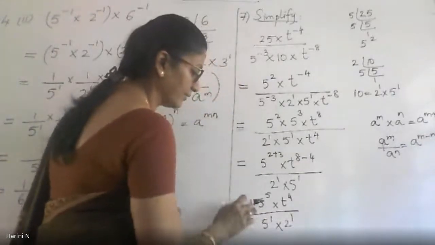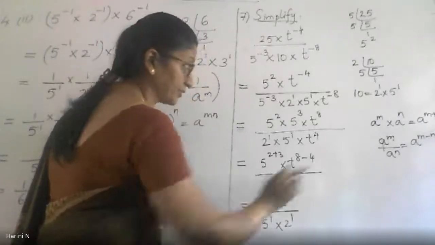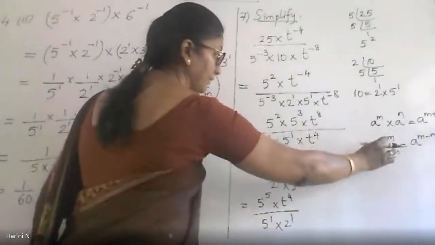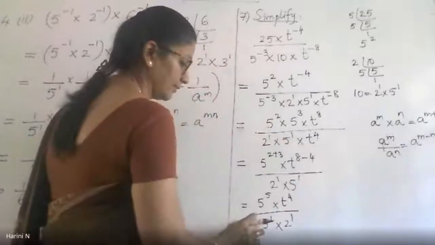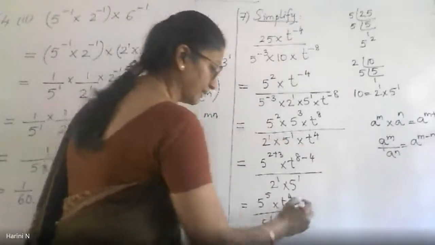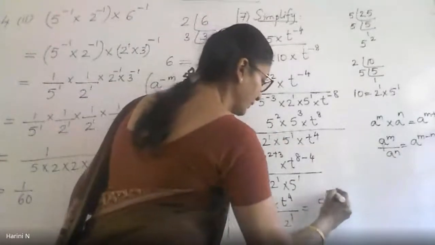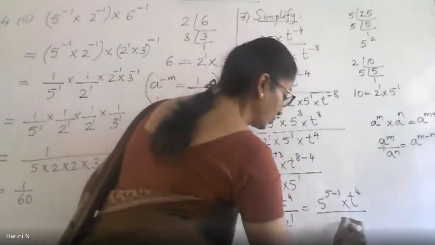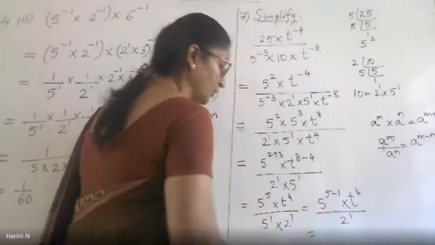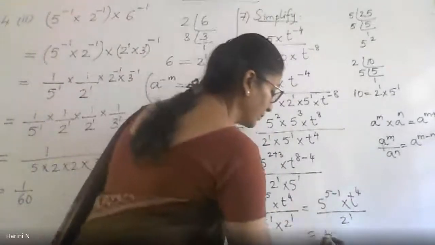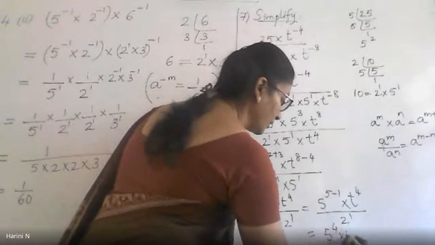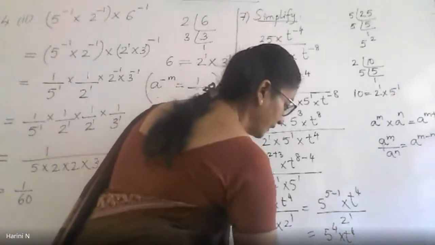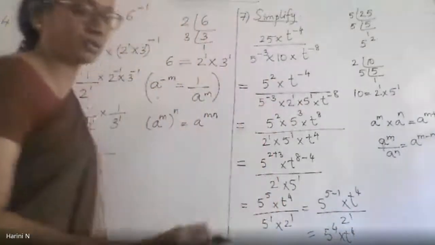Again you have same base but different powers with division, like this, a to the power m divided by a to the power n. So it will be 5 minus 1. That is 5 to the power 5 minus 1 into t to the power 4 divided by 2 to the power 1. Or in other words, this will be 5 to the power 4 into t to the power 4 divided by 2, or 2 to the power 1. Both mean the same.